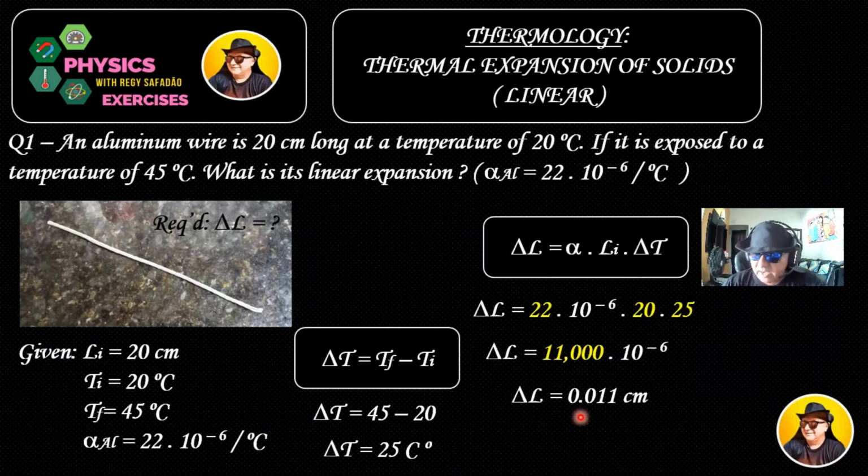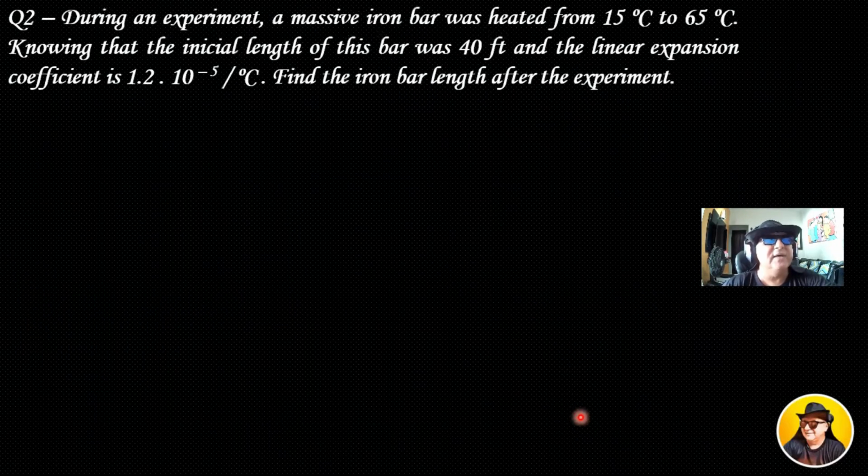Let's go to question number 2. 1 is done. Let's see question number 2. Here it is. During an experiment, a massive iron ball was heated from 15 degrees Celsius to 65 degrees Celsius. Knowing that the initial length of this ball was 40 feet and the linear expansion coefficient is 1.2 times 10 to minus 5 over degrees Celsius, find the iron bar length after the experiment.